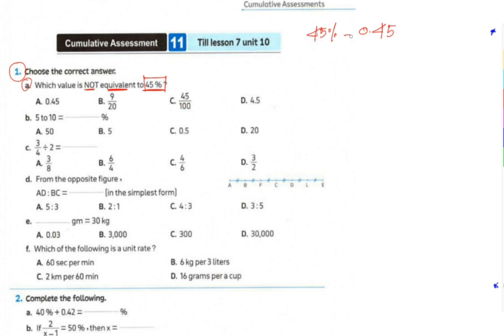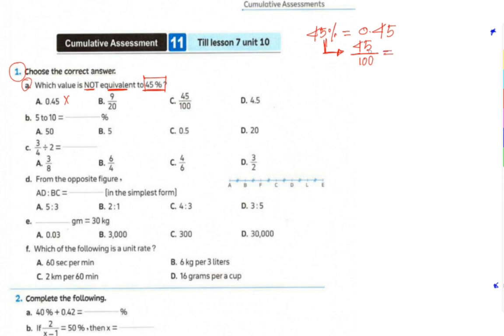So 45% is equivalent to 45 hundredths. So it's equivalent. 9 over 20. So this is a fraction, so I need to convert this to a fraction. 45 over 100. That's the percent. If you simplify, you may find it as 9 over 20.